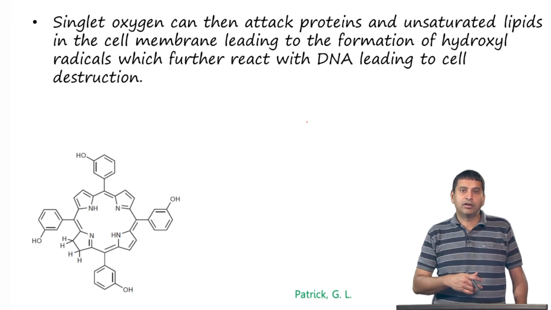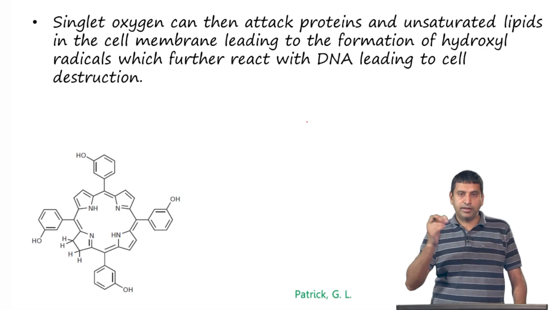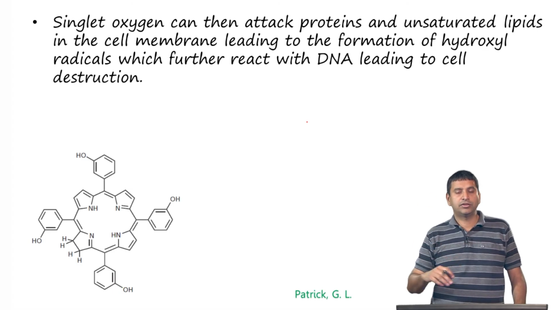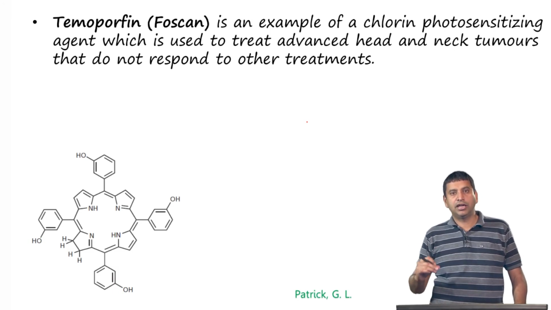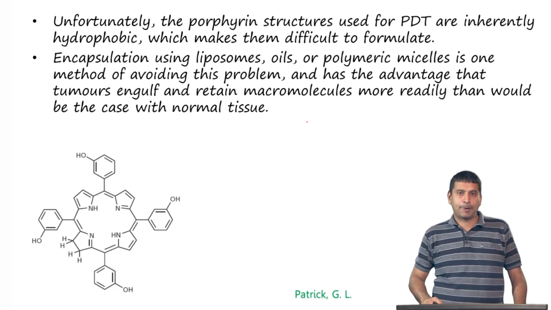We have already looked at some of these examples previously when we were dealing with chain cutters as a way to target cancers. The example here we are looking at is porfimer, and this is a photosensitizing agent used to treat advanced head and neck tumors, and it is given in cases where these tumors do not respond to other forms of treatment.